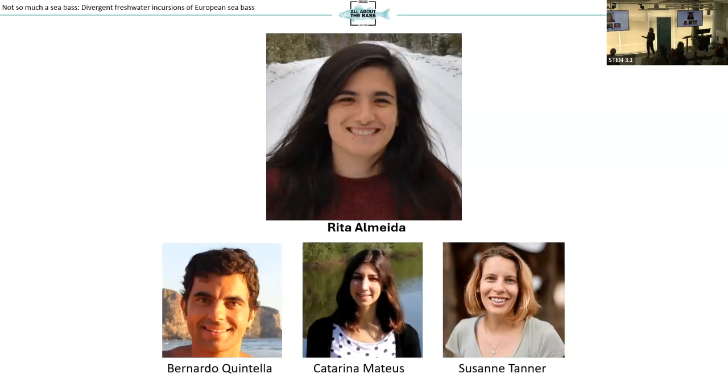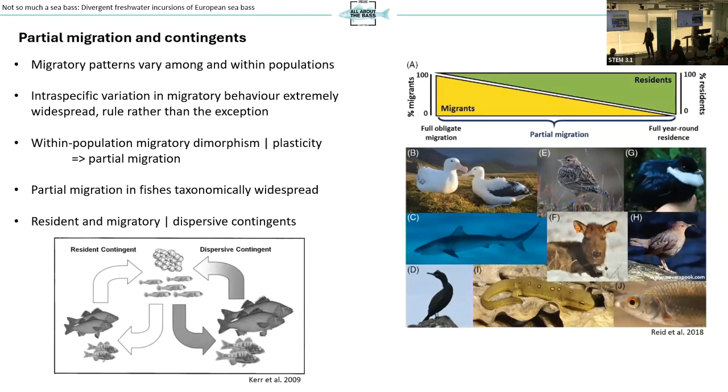And just before I get into the results, I will give you a little bit of background on migration. Migration is a very heterogeneous phenomenon. There are a lot of variations in the migratory patterns we see both within a population and among populations, and this variation is really widespread. Initially, it was thought that if an animal would move, the whole population would move. But research has shown that this variation is actually the rule rather than the exception.